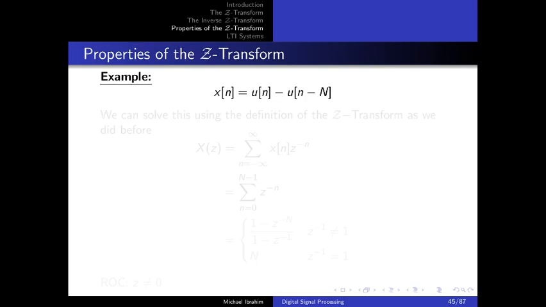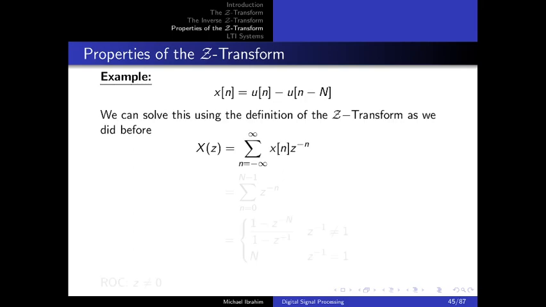Okay, so now we have an example. Let's try to find the Z transform of the sequence x of n. x of n is defined as u of n minus u of n minus N capital. If you take a closer look at this sequence, it's sort of a sampled rectangular pulse starting at n equals 0 and ending at n equals N capital minus 1. We can find the Z transform in two different ways.